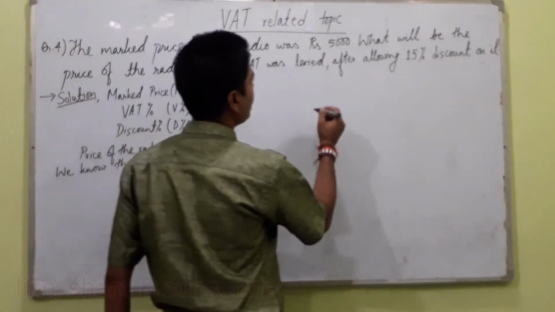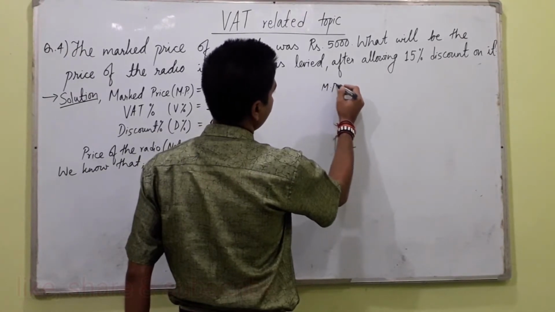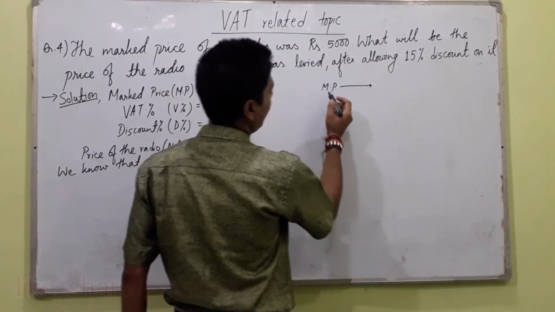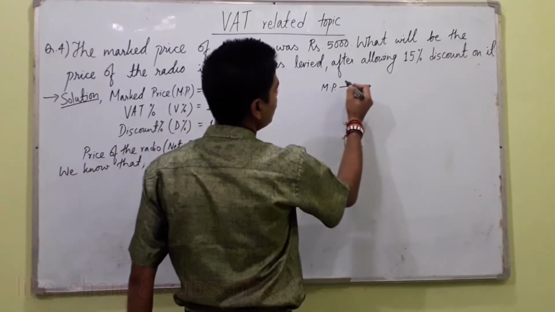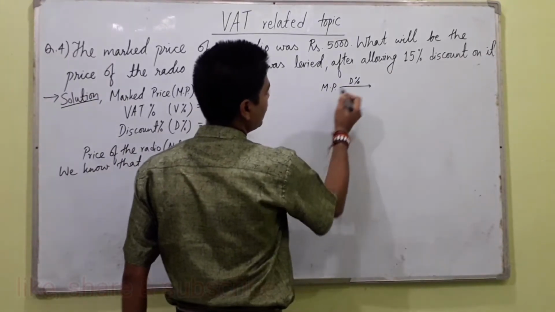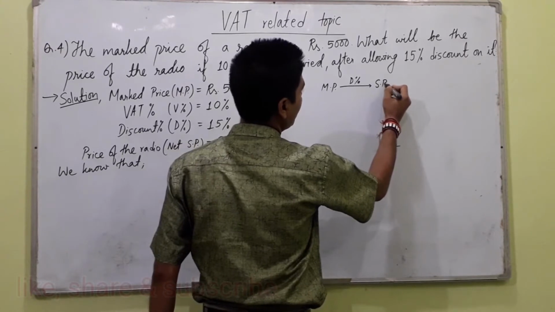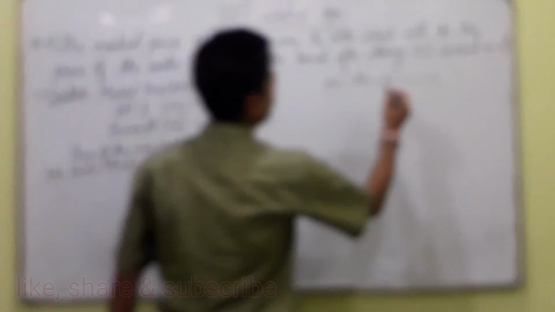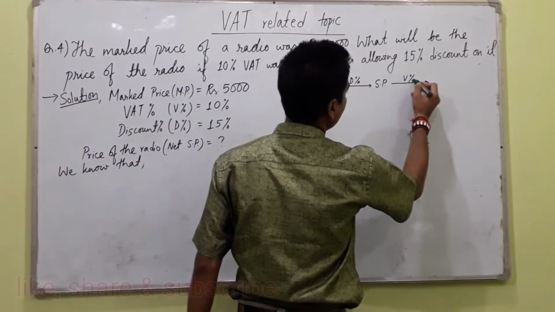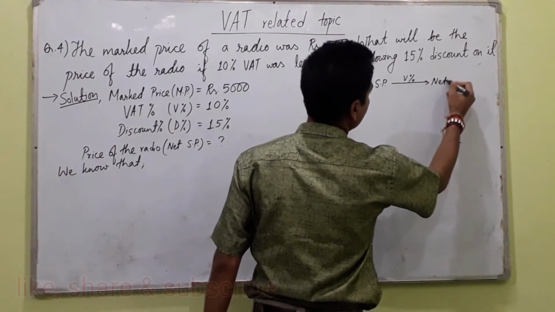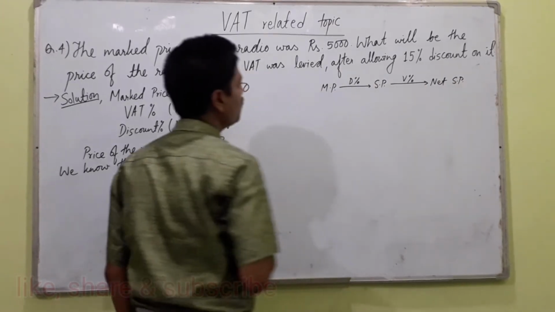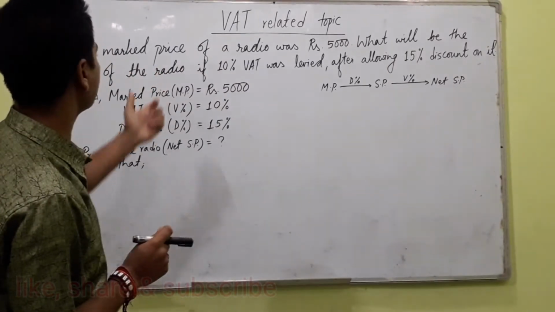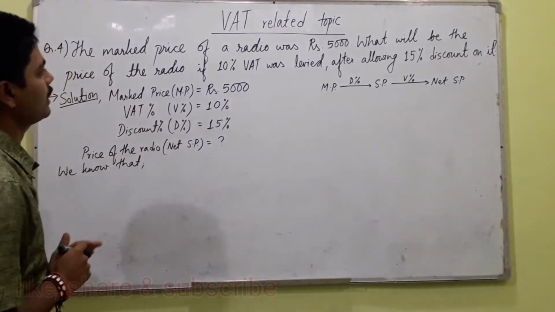So try to make the timeline first. There is a mark price given, and after the mark price, discount will be given. After getting the discount, there will be a selling price, and it is said that 10% VAT was levied. Then VAT will be levied on selling price, and you will get the net selling price. If you are confused or cannot catch the words from the question, try to make the timeline. By making the timeline, you can understand the question clearly.